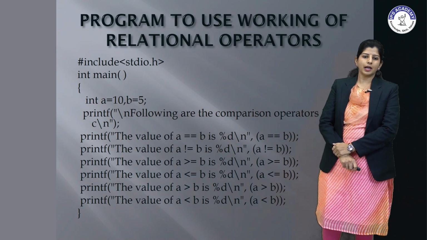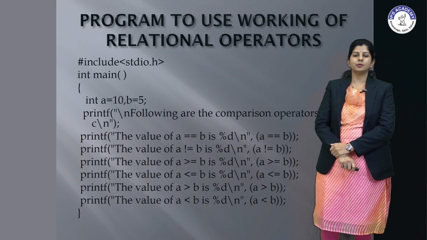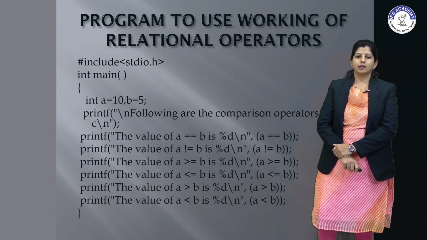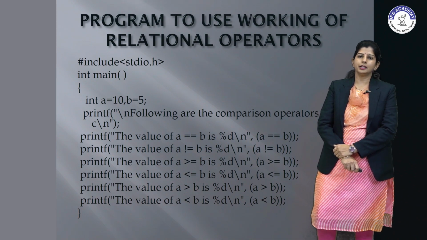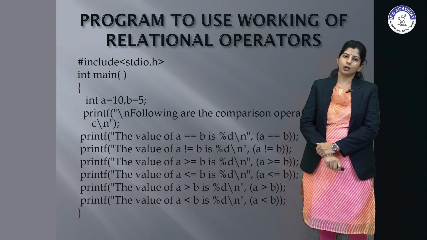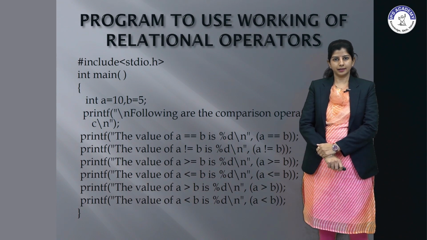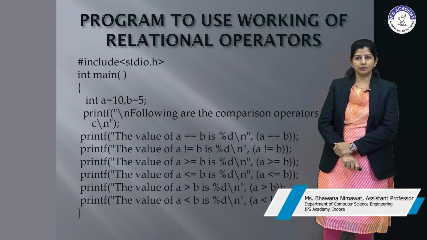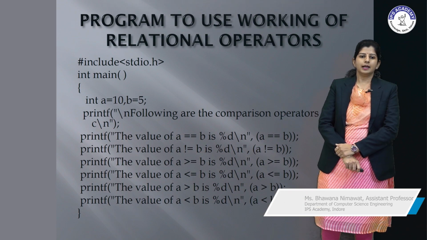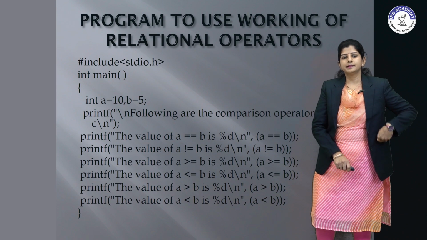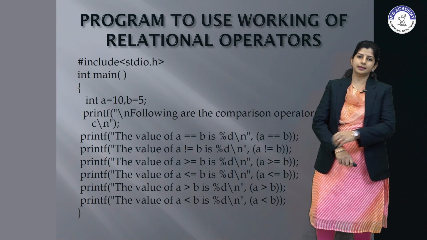Next is the value of a greater than b. Here I am using only a single operator to compare the value of a with b. If the value of a is greater than b, then it shows me the result. And if the value of a is greater than or equal to b, then it shows the other result, and if the value of a is greater than b, then it will show a different result. Last one is the value of a less than b. If the value of a is less than b, then we will get another result.